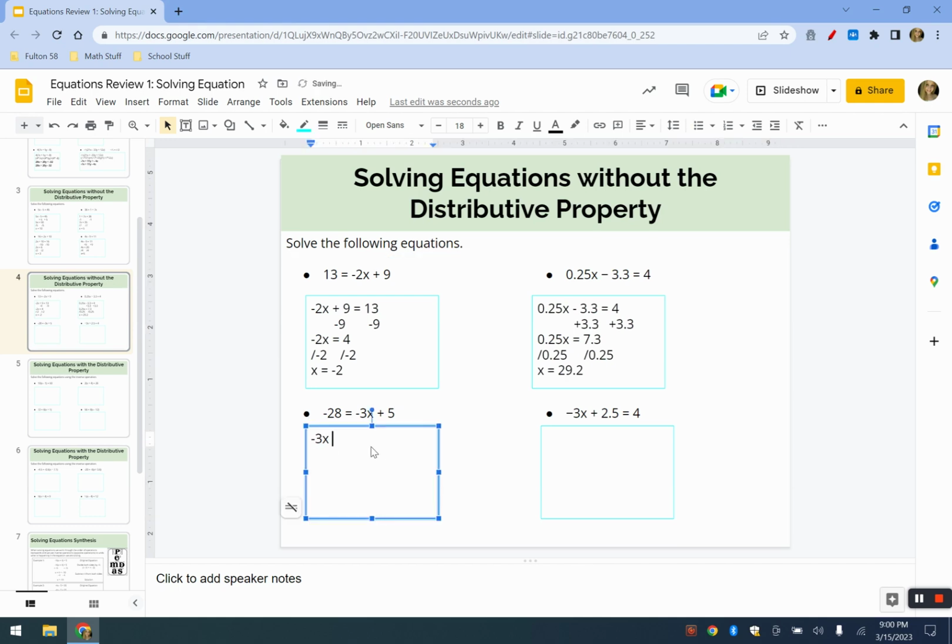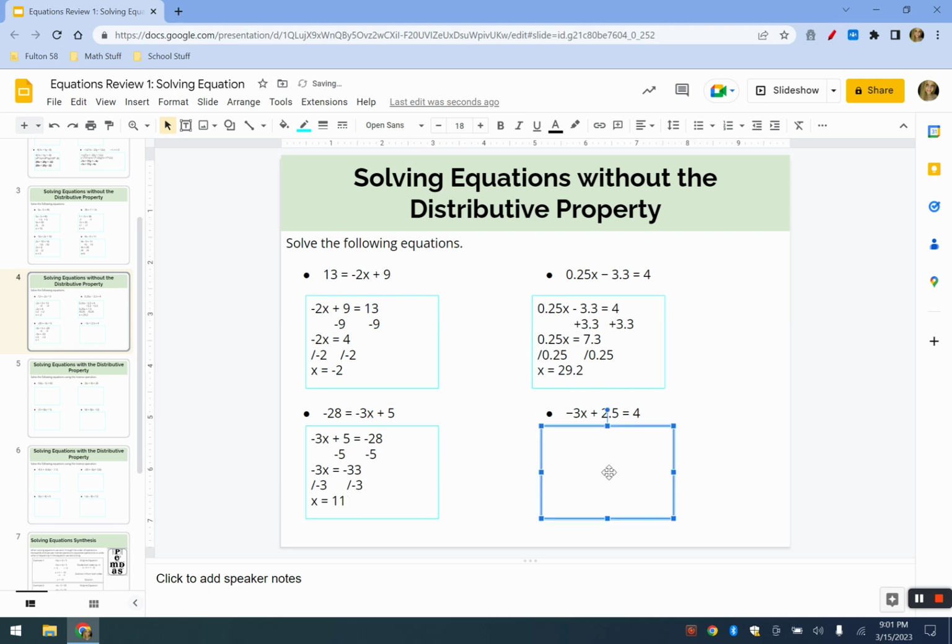So, go ahead, rewrite our equation for number 3 in the form that we are used to with the total in the back. We're going to start by getting rid of the plus 5 by subtracting 5 on both sides. We're left with negative 3x equals negative 33. Last step is to divide both sides by negative 3. And we get x equals positive 11, because a negative divided by a negative is always positive.